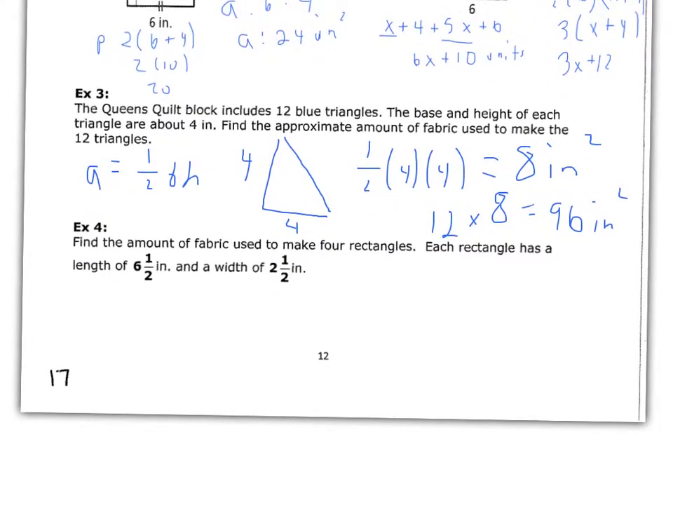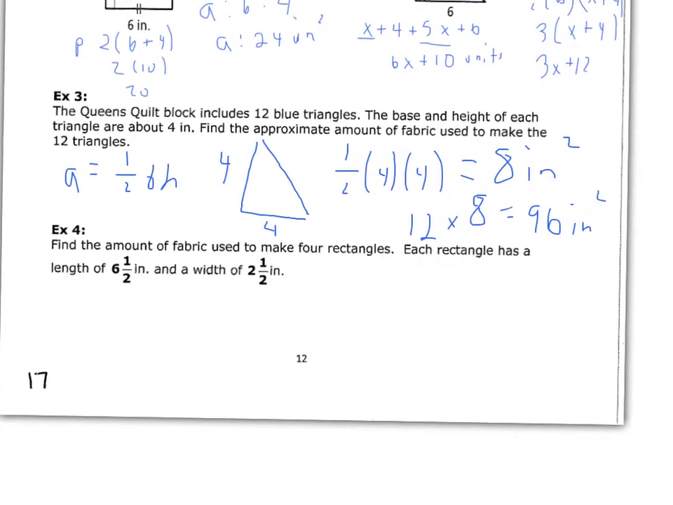Alright, let's take a look at the last one on this page. Find the amount of fabric used to make 4 rectangles. Each rectangle has a length of 6.5 inches and a width of 2.5 inches.